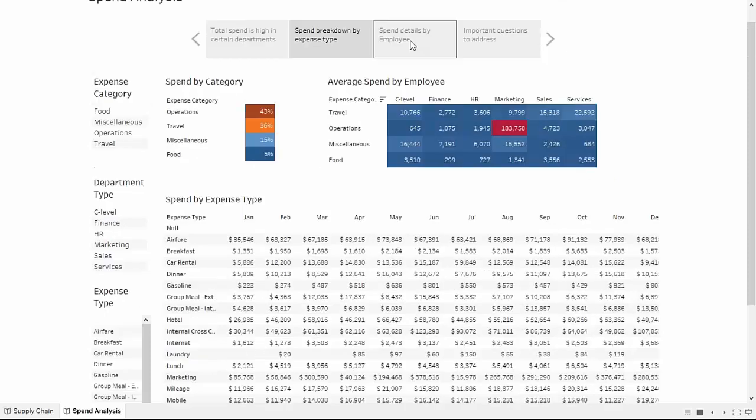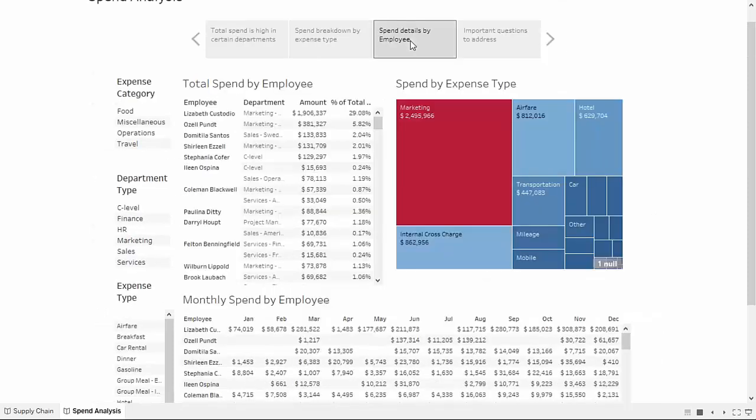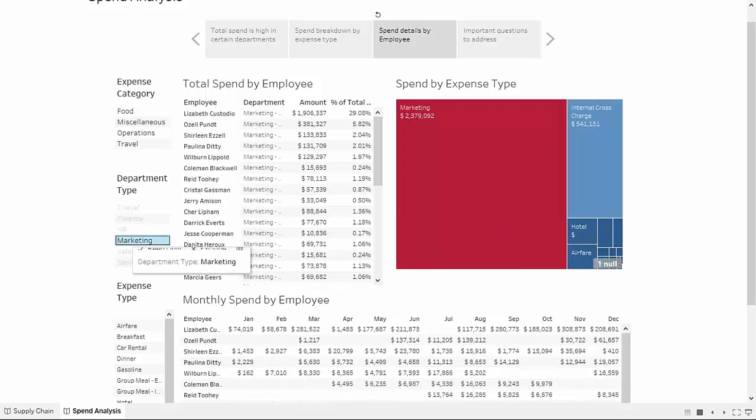Now let's further get into the details, the lowest level possible, where I am going to take you through the spend by employees. We can look at the specific departments. Marketing being one department where there has been most of the expenses incurred. Elizabeth Custodio had actually spent 60% of the total budget allocated.